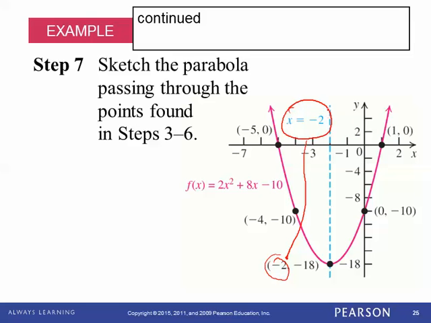And I like this. Why is it dashed? Because we're not including stuff on that line, right? That line is not part of our answer. Our answer is just this parabola here.